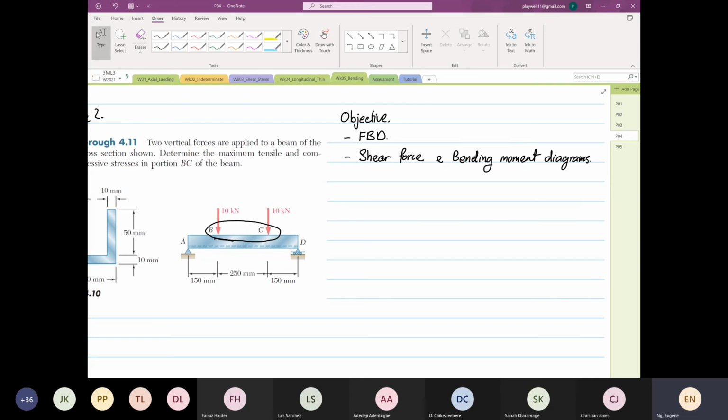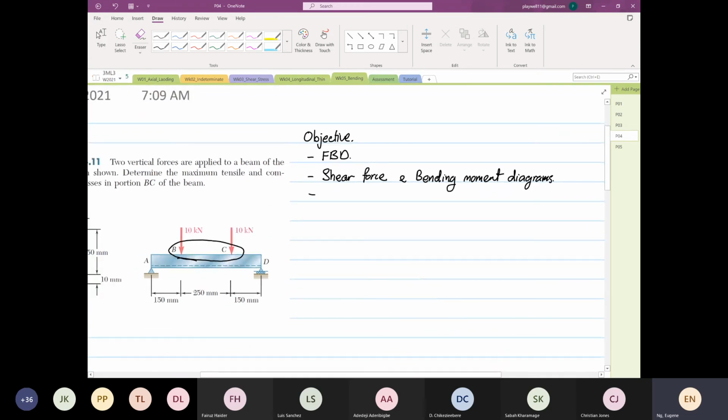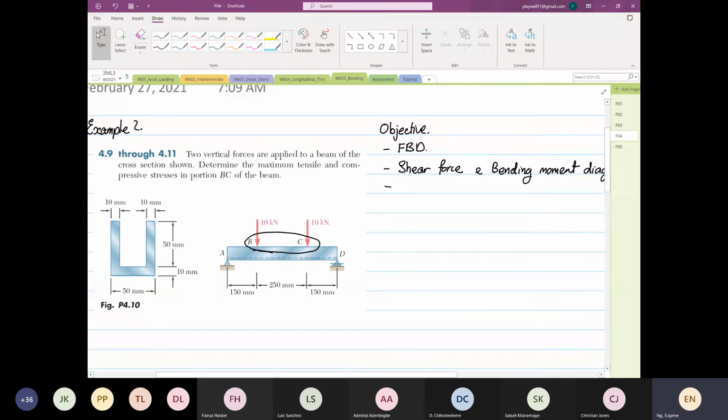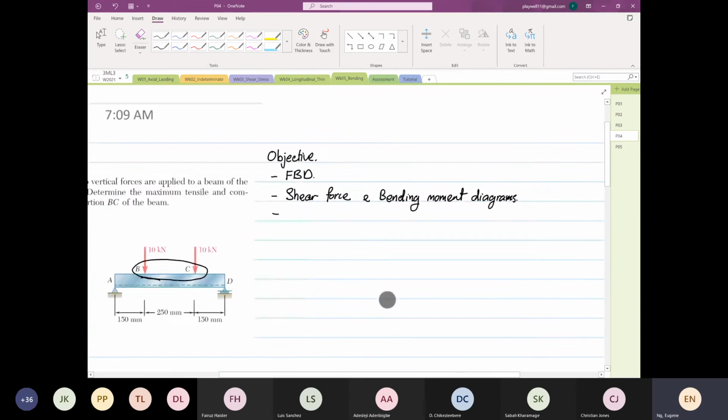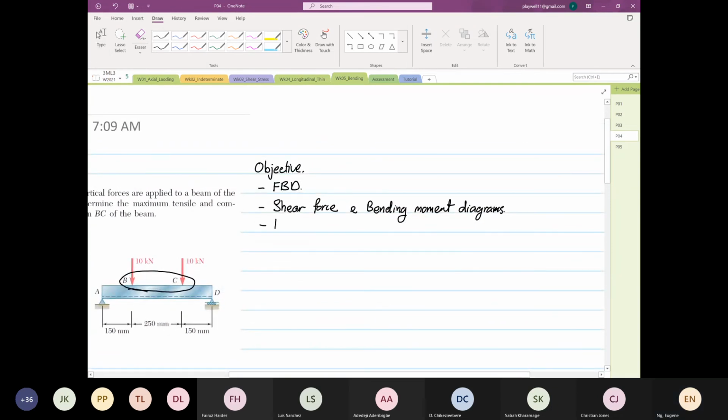Then after that, for this problem, based on the cross sectional area, we cannot find the centroid based on observation. You can't do that. So we are going to find the centroid, which all of you also know how to do already, and the second moment of area. For this case, the second moment of area will be IZZ.